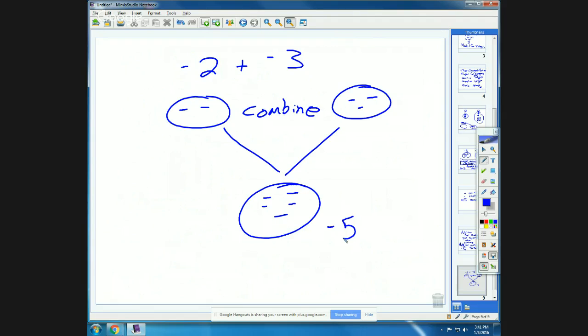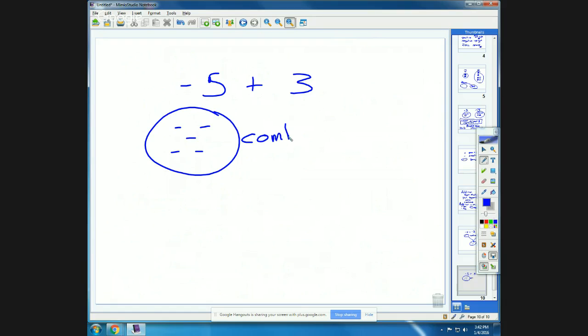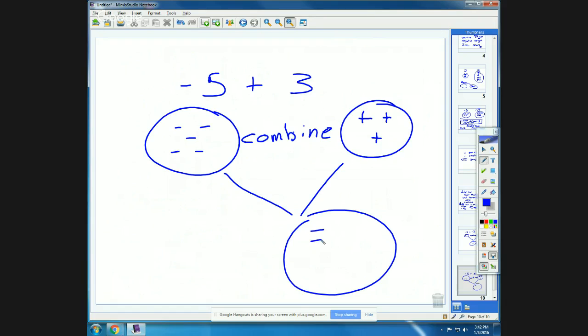Now it gets more complicated when I want to throw a positive integer and a negative integer together. So let's suppose I had -5 plus +3. So -5, what does that look like? Well, 5 negative charges in some arrangement. I need to combine, because I'm adding, with +3. That gives me a new set. That might look like this.